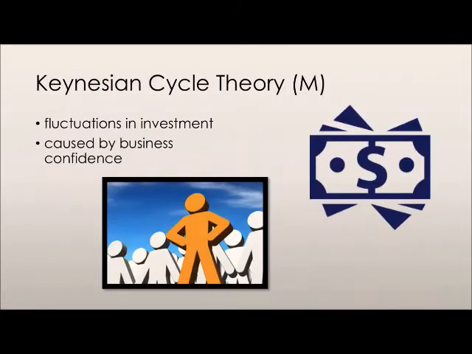Keynesian cycle theory is one of the mainstream business cycle theories. It states that fluctuations in investment are driven by fluctuations in business confidence. When a business's confidence in its future prospects increases, it can undertake more investment, and vice versa. It is investment that causes aggregate demand to fluctuate according to Keynesian cycle theory.